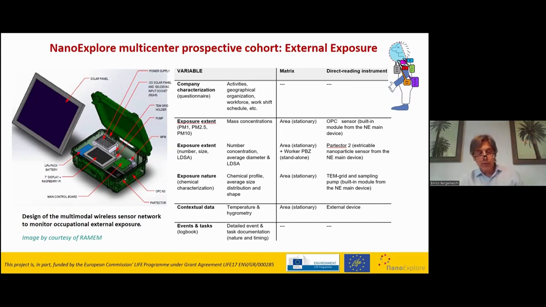NanoExplore set up an innovative toolkit of devices, including three modules: the optical particle counting module, the nanoparticle sensor, and the transmission electron microscopy particle samplers. With the optical OPC module, it is possible to measure mass concentration of particulate matter with a size lower than 1, 2.5 and 10 microns. With the nanoparticle sensor, it is possible to measure the electrical diffusion charge behavior of airborne particles and to calculate the lung deposited surface area parameter in real time, and the transmission electron microscopy sampler allows particle and nano-object imaging.